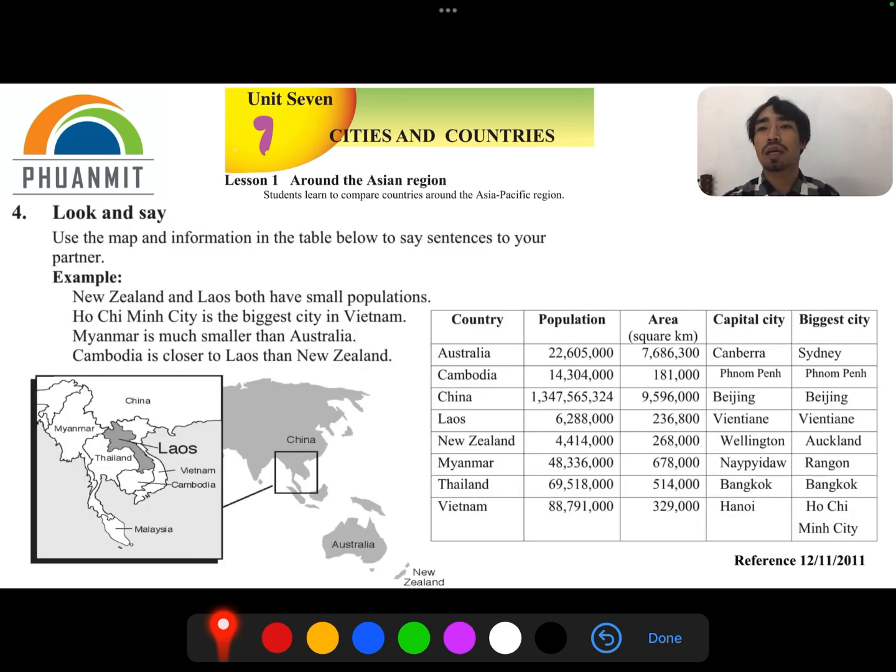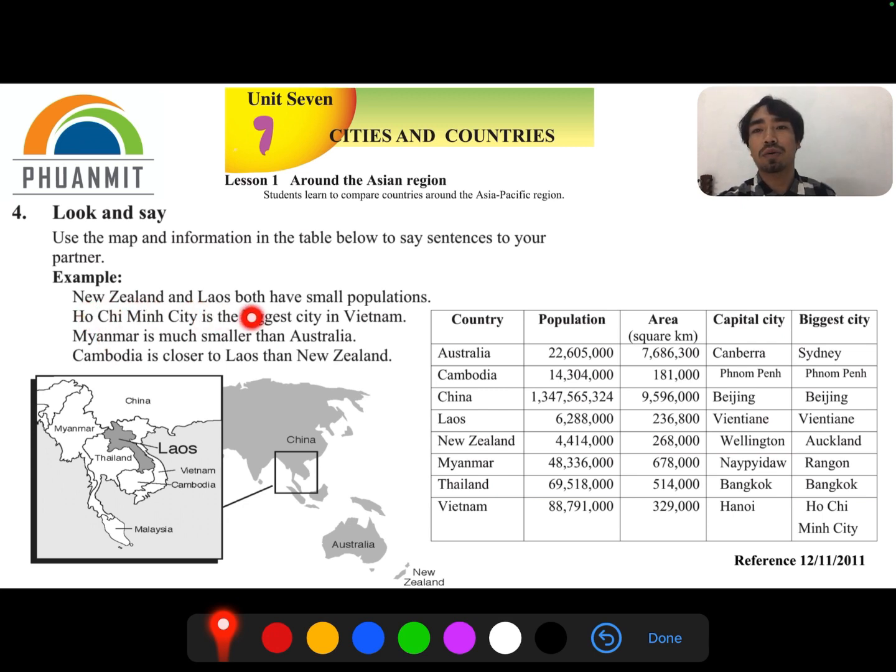And then today we are going to learn how to compare between these countries. Okay, number 4, look and say. Use the map and the chart, and you have to compare this country with that country, for example China with Laos, or Vietnam with Cambodia. Okay.